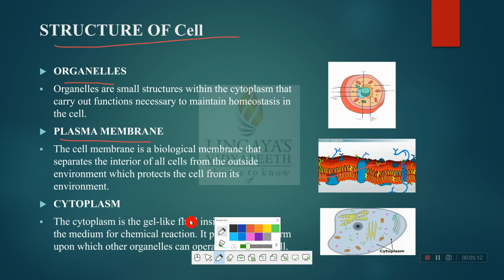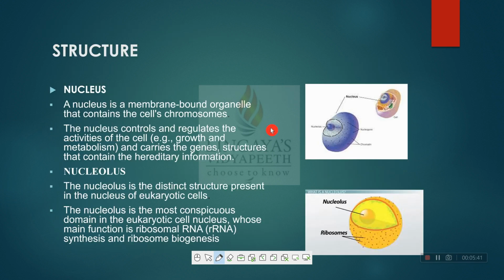Now next is the cytoplasm. Cytoplasm has this gel-like or fluid appearance. What you are seeing over here is the cytoplasm. It is a gel-like fluid inside the cell. It is a medium for chemical reactions. In this cytoplasm, all the organelles are suspended, like ribosomes, mitochondria, the Golgi apparatus, and endoplasmic reticulum. All of these organelles are suspended in the cytoplasm only.